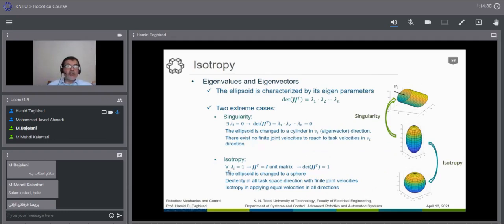Consider all lambda i's equal to 1. Then the Jacobian times Jacobian transpose is equal to I. It is not singular, not even close to singular. It is quite far from singularity. And we call that very, very interesting.